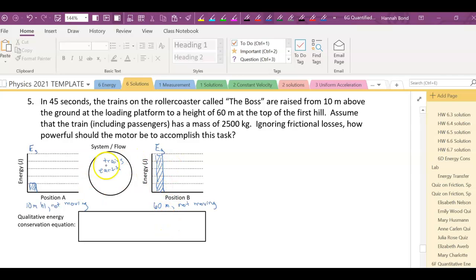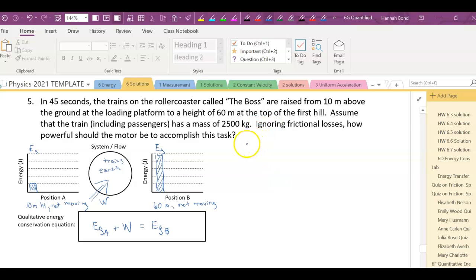And the difference in the gravitational potential energy at position A and position B is caused because the engine is doing work on the trains by applying a force that lifts the train up. Okay? So the conservation equation here is going to be that the gravitational potential energy at A plus the work that was done on the train equals the gravitational potential energy at B.